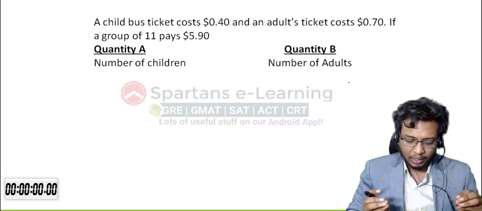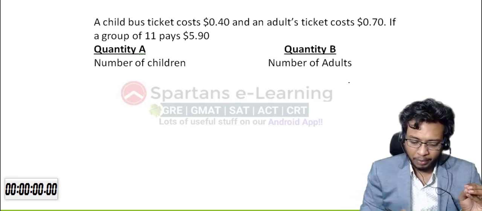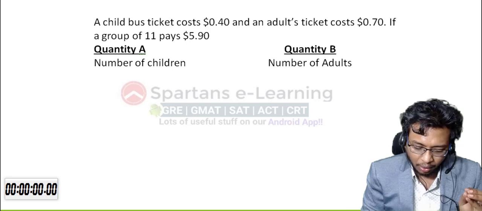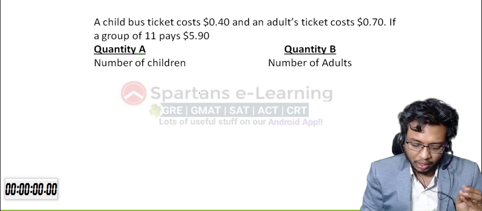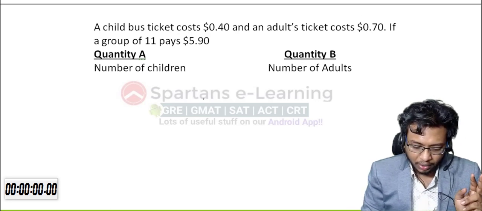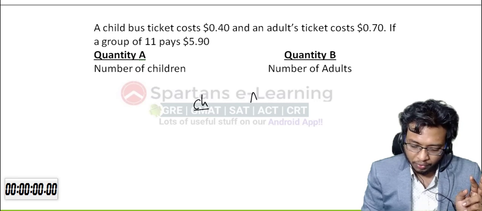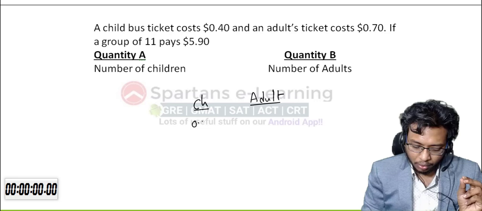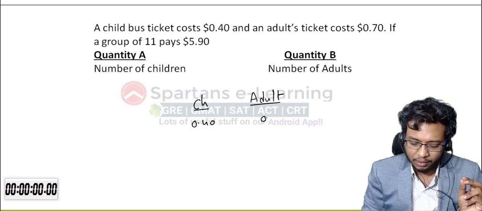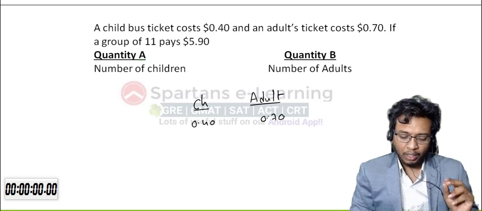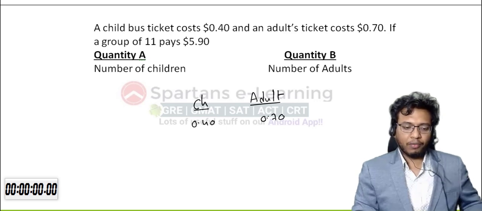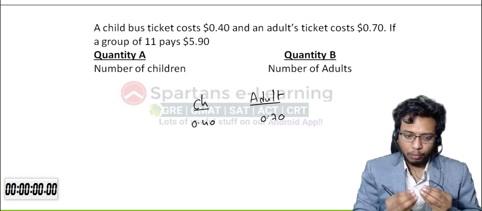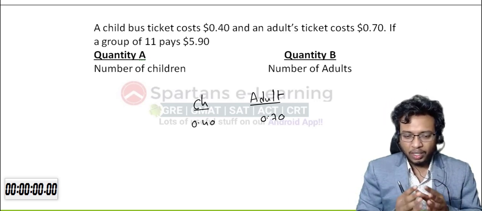Now see, try to apply some logic here. What happened here is the cost of ticket per child. So there are two types of tickets. One is for children, one is for adults, right? The children's ticket costs $0.40 and the adult's is $0.70. Now if you want to solve quant orally, you have to be a little bit smart enough. You should think in a smart way.